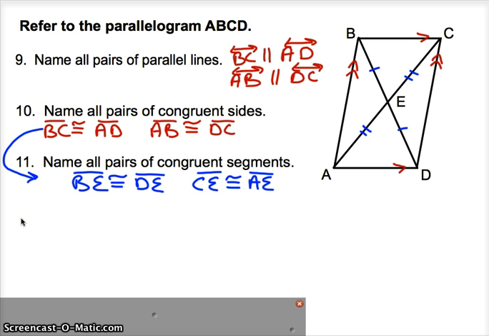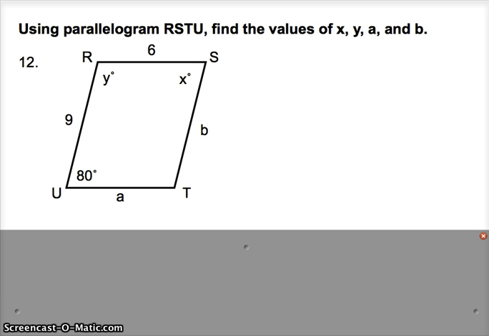So opposite sides parallel, opposite sides congruent, diagonals bisect each other, which also give us some congruent pieces. Let's look at finding some missing values. It says, using parallelogram RSTU, find the values of X, Y, A, and B. And you can do this in any order you want. So let's just go alphabetical.